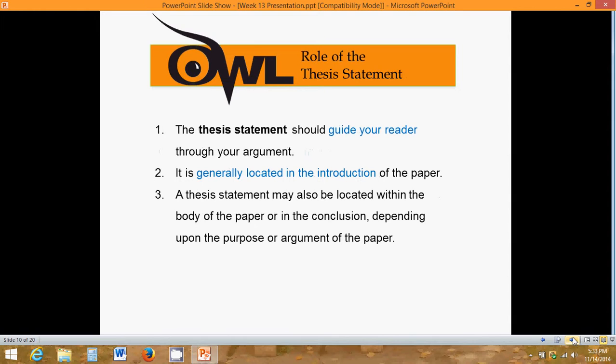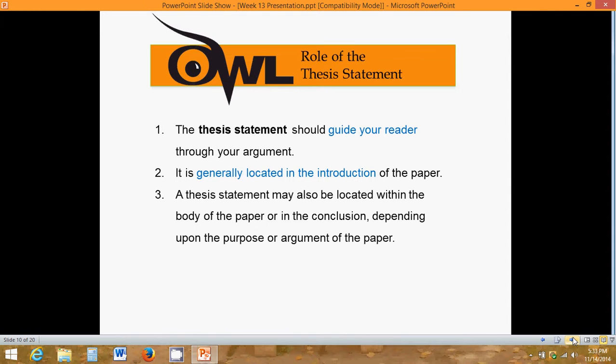And the role of the thesis statement, remember, it should guide your reader through your argument. So like I said, it's kind of like a roadmap. So you set up the map at the beginning of the paper, and then the reader can easily follow the steps and the directions that are given throughout the rest of the body of the paper. They understand what's going to happen. We don't want to leave our readers in the dark, okay?